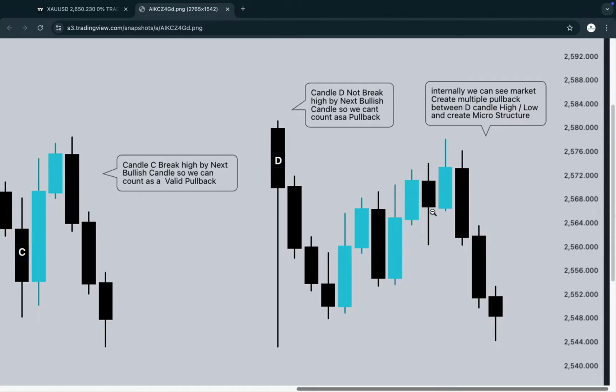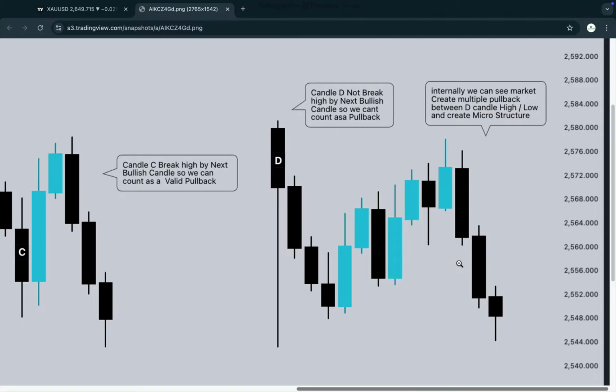Again, the market's black candle broke the previous candle's high and low, so we can consider this a valid pullback. Again, the market goes higher and breaks this one, so this is also a valid pullback. It means when the market breaks the previous candle high in a bearish market, that becomes a valid pullback.